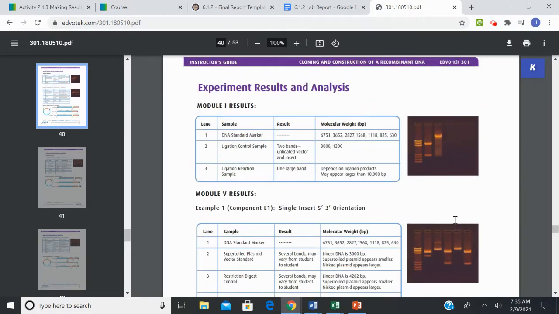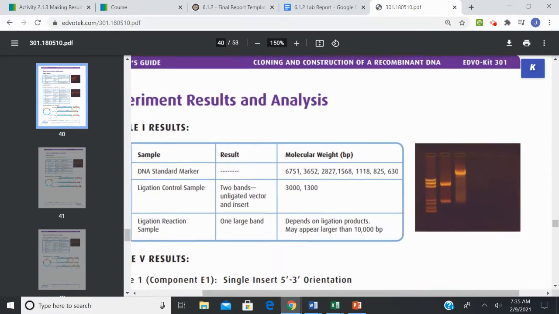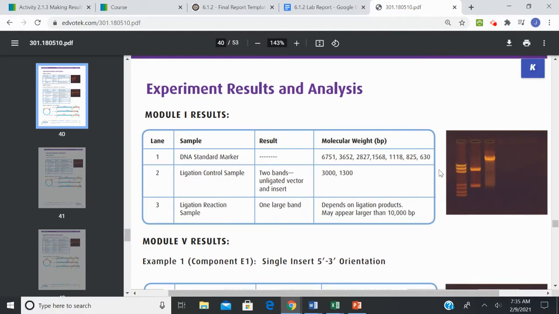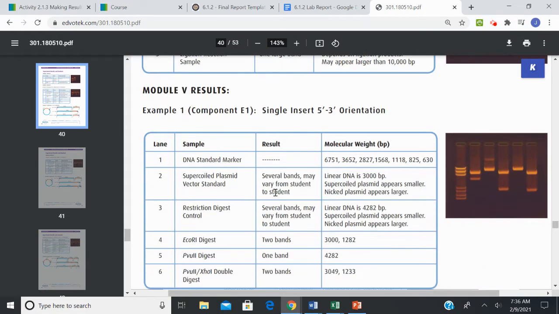So if you look at this gel, this is the one from Module 1. We had our standard marker, but then this is the ligation control. We did not add ligase here. We had our plasmid, which is 3000, and we had our kanamycin gene, which was 1300. And so that's why you see two bands here, and then we see one large band proving that ligation was successful.